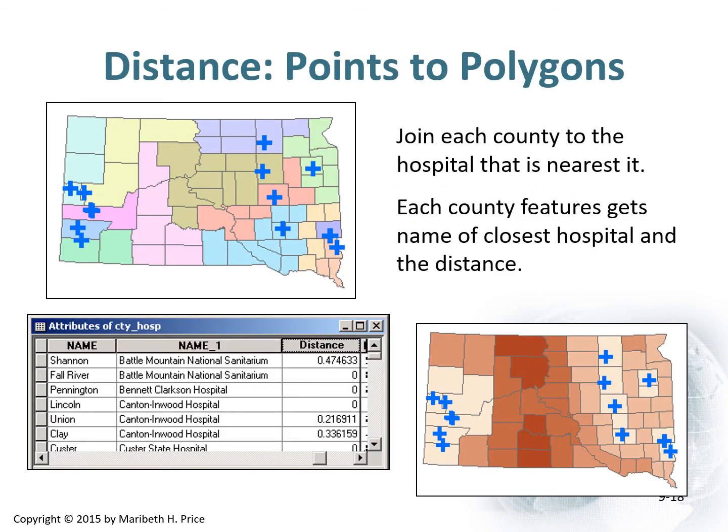Distance joins, points to polygons: join each county to the hospital that's nearest. Each county feature gets the name of the closest hospital, and all that kind of stuff makes perfectly good sense.